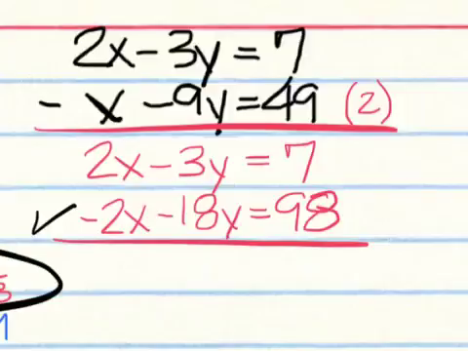So if I add, that check mark is still in the way from the other work, but if I add these two together, they cancel out to 0. And then I'm going to add negative 3 and negative 18. Negative 3 plus negative 18 is what?